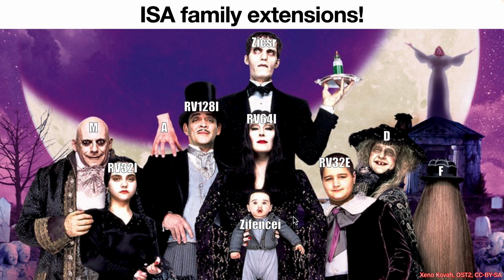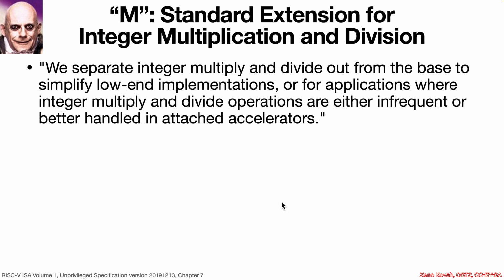ISA family extensions. The first extension is M for integer multiplication and division, and they separate the multiply and divide out from the base to simplify low-end implementations, basically something that doesn't actually need multiplication, or for applications where integer multiply and divide operations are either infrequent or better handled in attached accelerators.